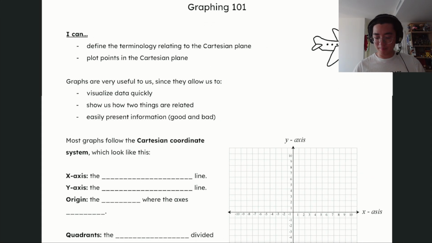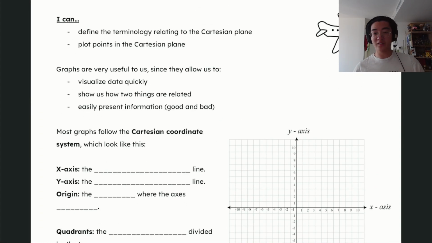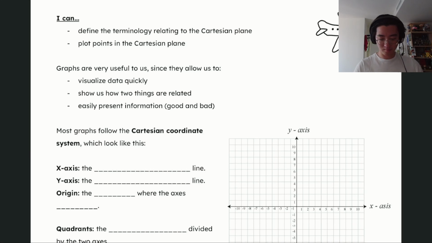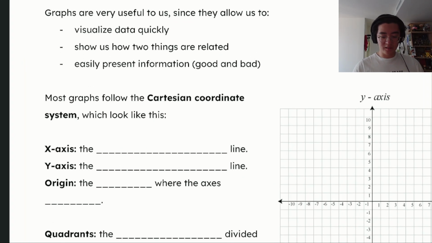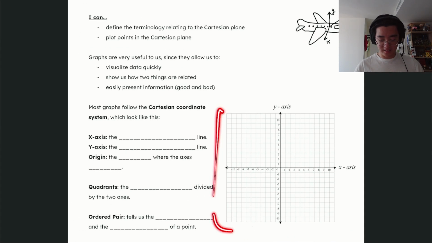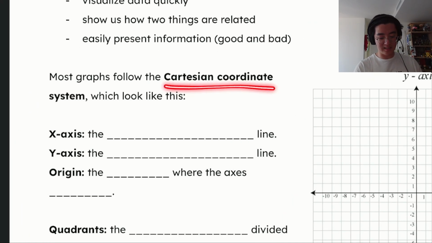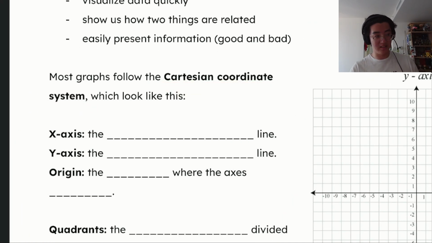Alright, but all we are here to do for this lesson is give you a review of what's on a graph. So this graph right here, this typical grid that you see, like the graph you think of when you picture a graph, we call this the Cartesian plane system, or the Cartesian coordinate system.